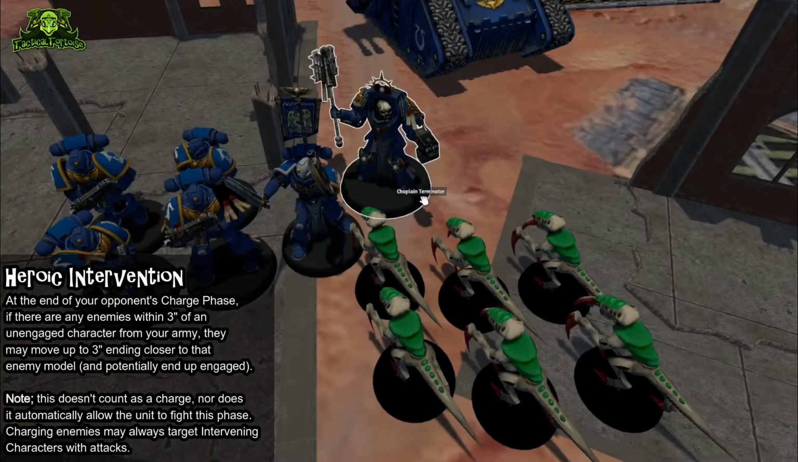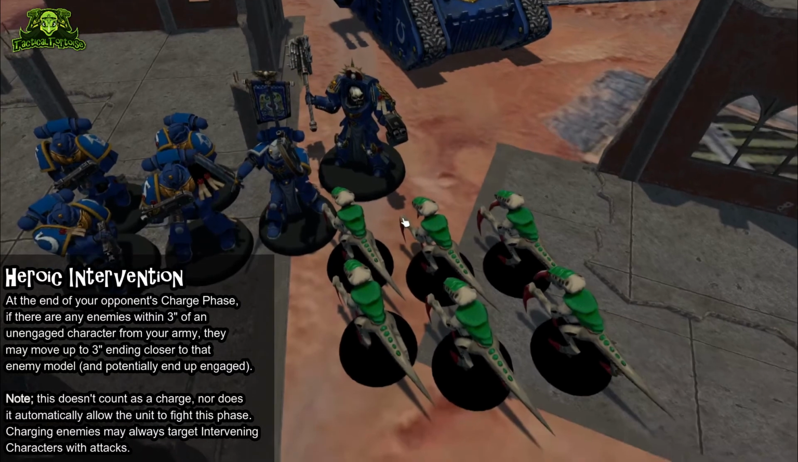The other downside of performing a heroic intervention is that it allows enemy units that charged this turn to attack you even if you hadn't been declared as one of their charged targets.